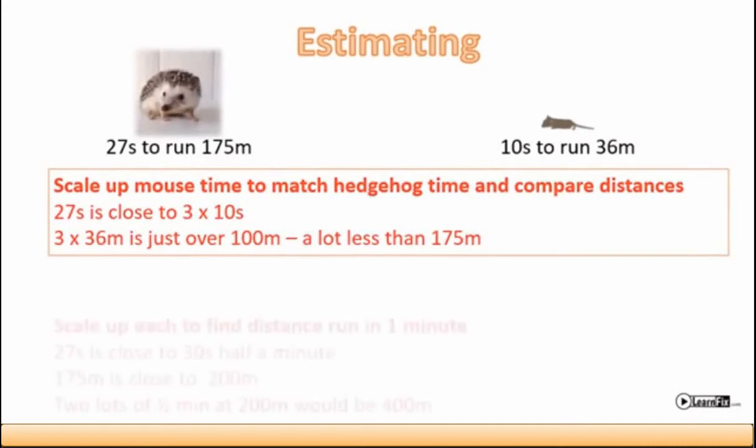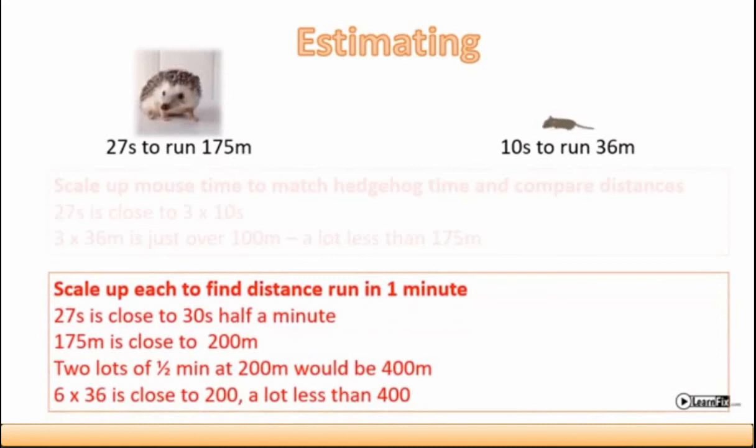The other way is a bit longer. We round each number up or down and then do the calculations and compare. For the hedgehog, we could round this up to 30 seconds to go 200 meters. So we get 400 meters in a minute. For the field mouse, we could round 36 to 40 and multiply this by 6 to get the distance covered in a minute. 6 times 40 is 240, which is a lot less than 400 meters for the hedgehog.